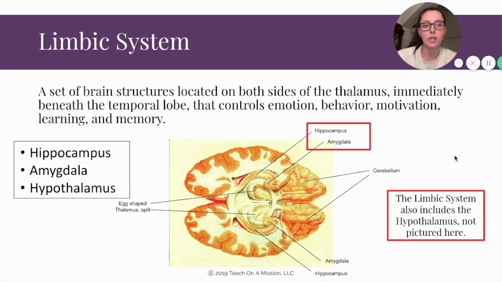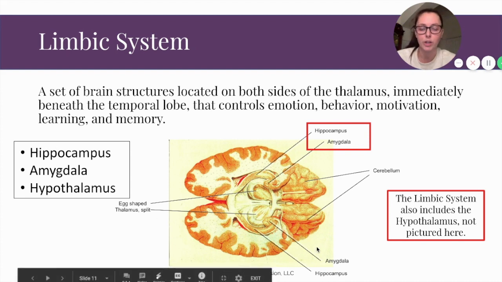The next part of the brain that we're going to talk about is the limbic system. So this is kind of considered your middle brain, but this is the part of the brain which is located on both sides of the thalamus, immediately beneath the temporal lobe, that control emotion, behavior, motivation, learning, and memory. So a lot of important things are happening here. So our main parts of our limbic system are going to be the hippocampus, the amygdala, and the hypothalamus. Those are our three friends, part of the limbic system.